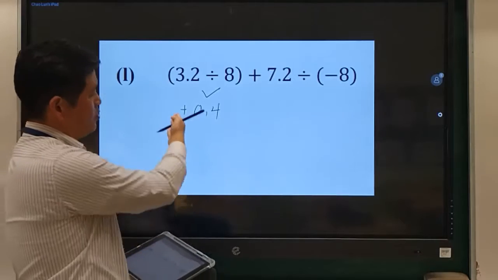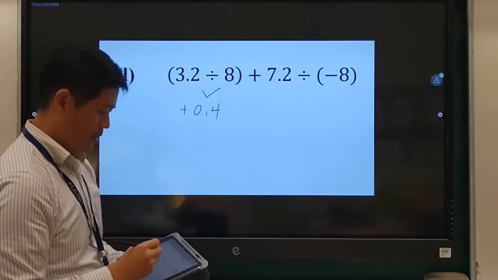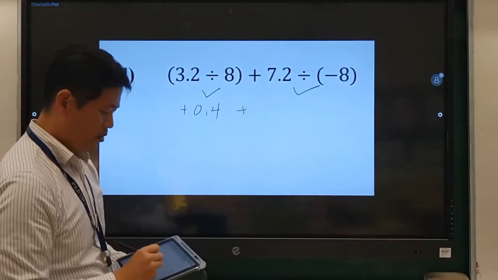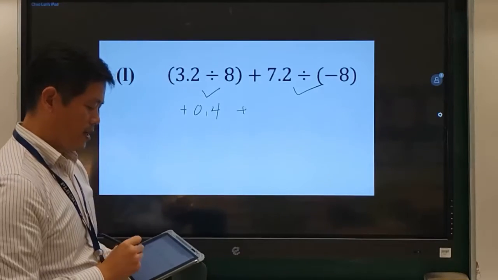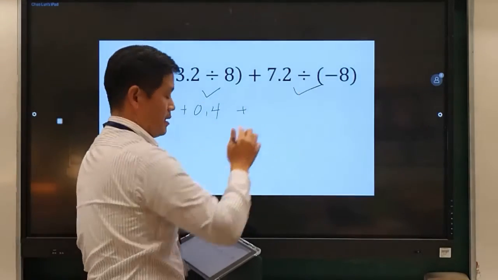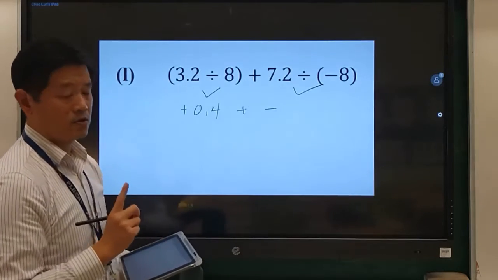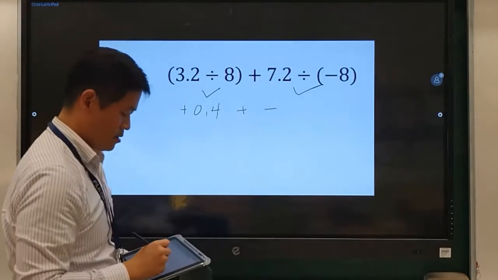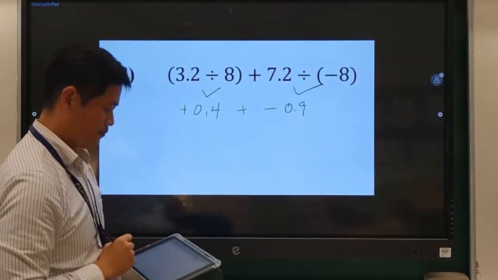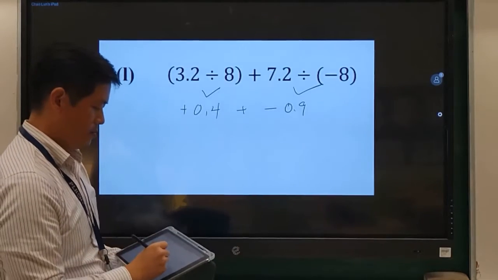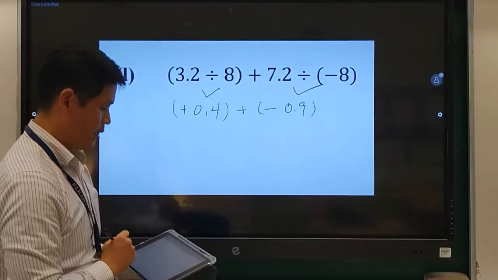You know what? When in doubt, put in a positive if you like. Okay? And then plus 7.2 divided by -8. Positive divided by negative, that would be a negative. And then 7 times 9 is 72, so there's one decimal place. So I know that's 0.9. Okay? So bracket them up if you like.